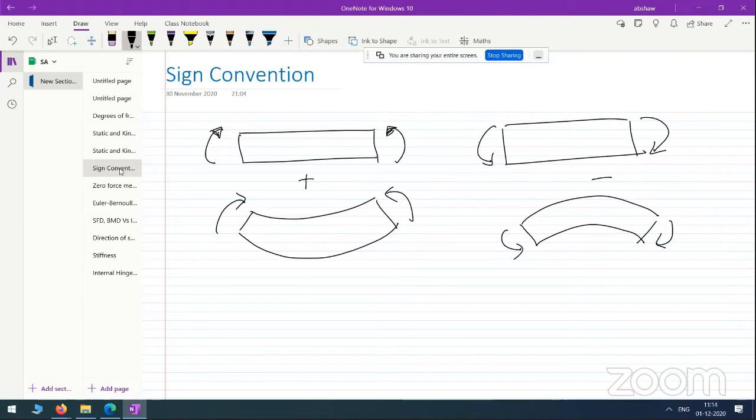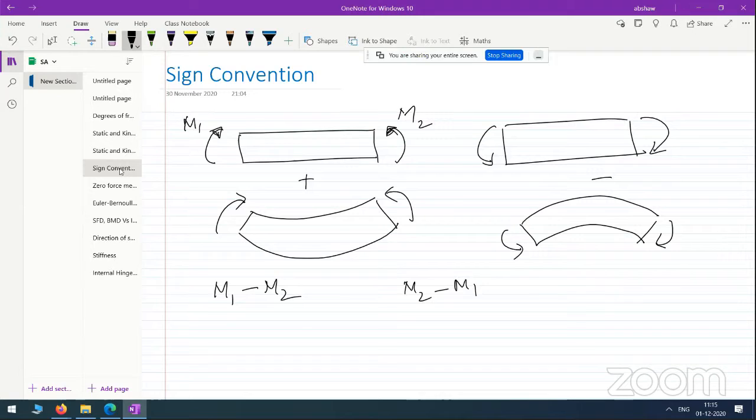For instance, in this case, both bending moments here and here are positive bending moments because they are sagging bending moments. But suppose this is M1 and this is M2. When we do algebraic manipulation, when we write this in an equilibrium equation, then it will be M1 minus M2 if you assume that clockwise moment is positive and anti-clockwise moment is negative. Or it is M2 minus M1 if you assume that clockwise moment is negative and anti-clockwise moment is positive. So please understand the difference.